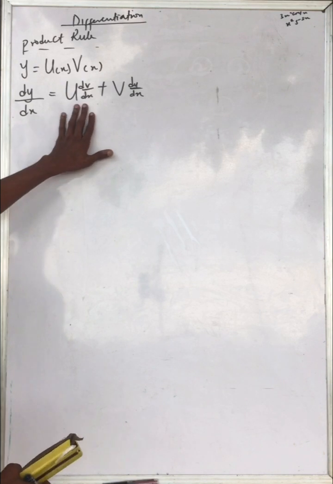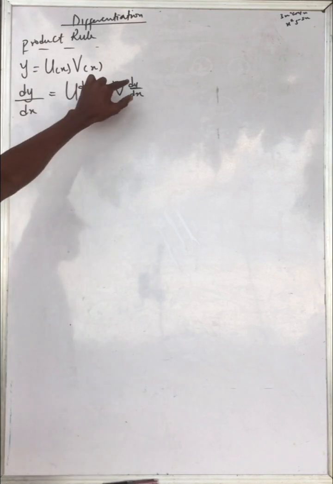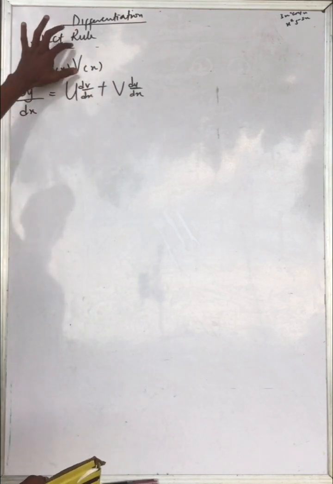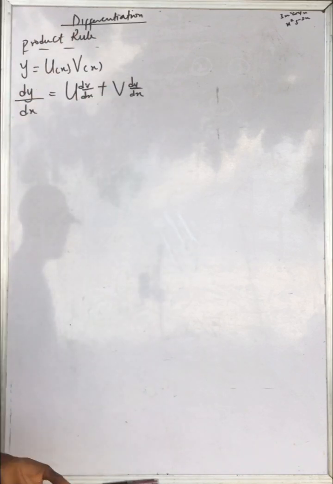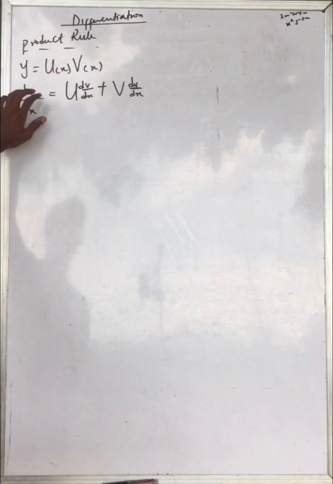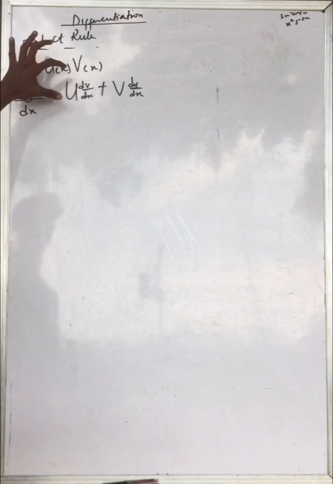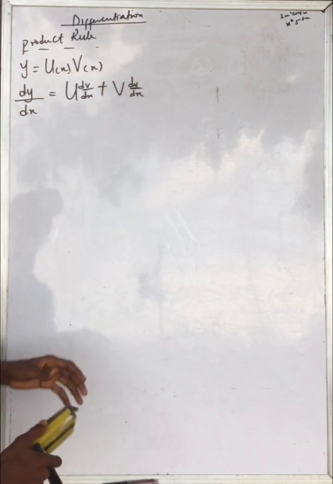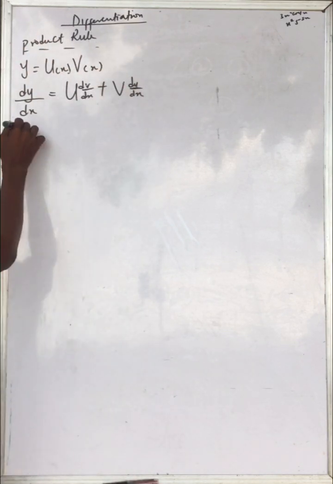As you can see from the formula here, if y is a product of two functions, you realize that these two functions are in the form of multiplication. So the differential of the function is giving us this particular thing we have here. So let's cite an example.